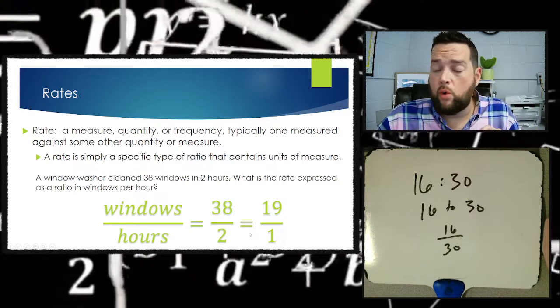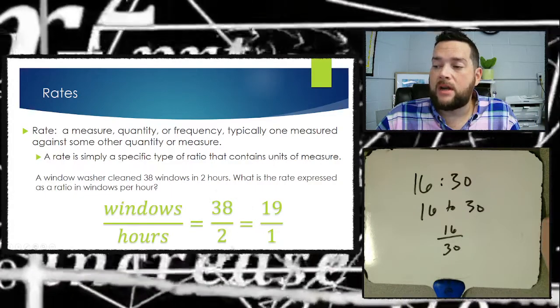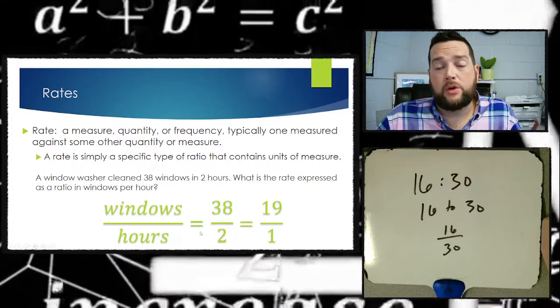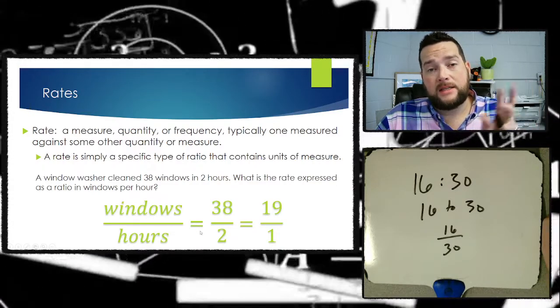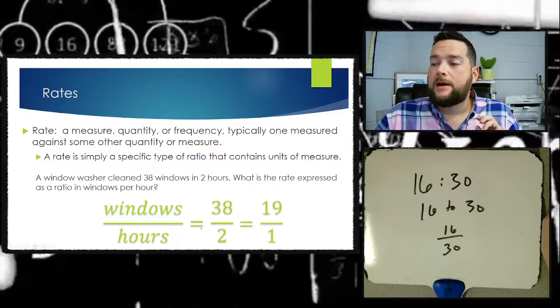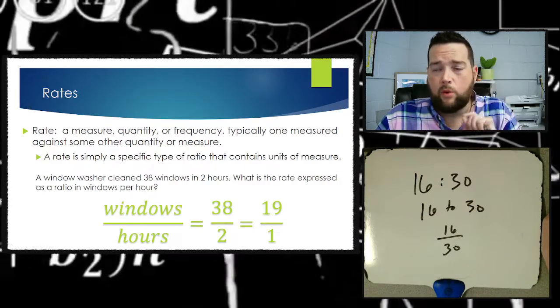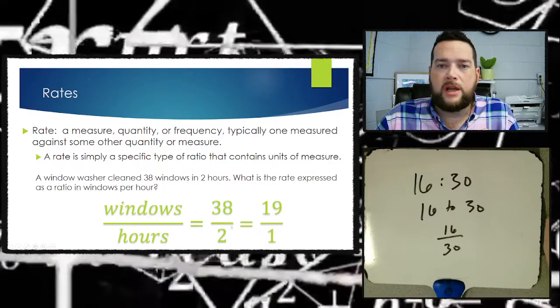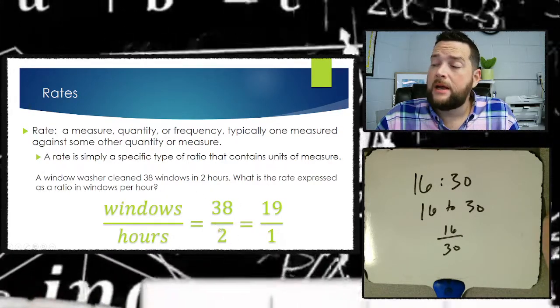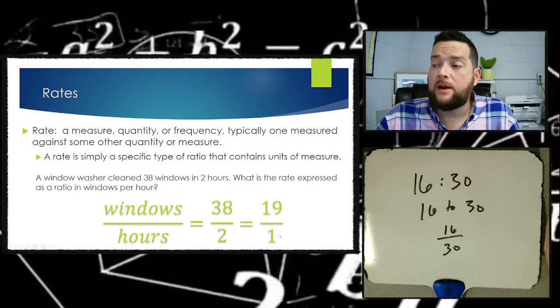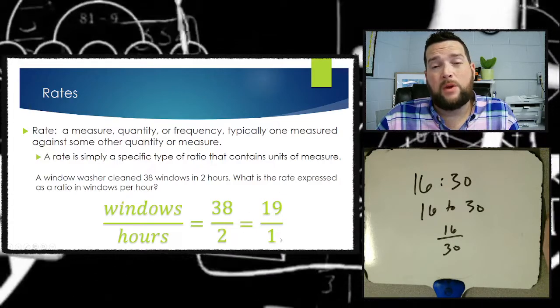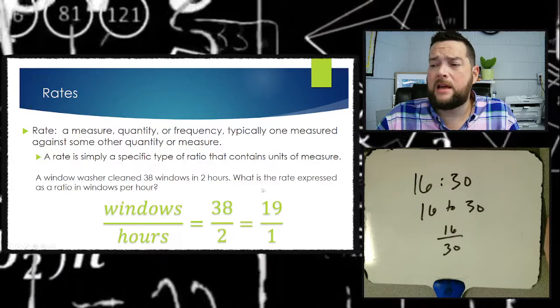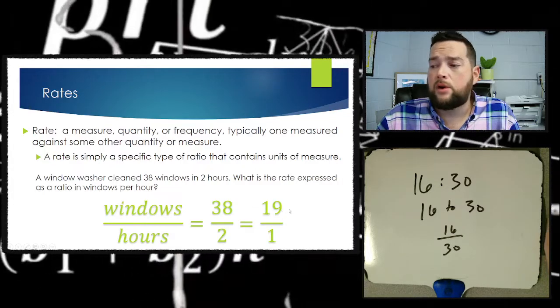Unit just means one, so whenever you're given a ratio like this, you can do a little bit of work to simplify that ratio and find out what it is per one. In this case, if a window washer could wash 38 windows in two hours, we could do some division and find that he can do 19 windows in 1 hour.